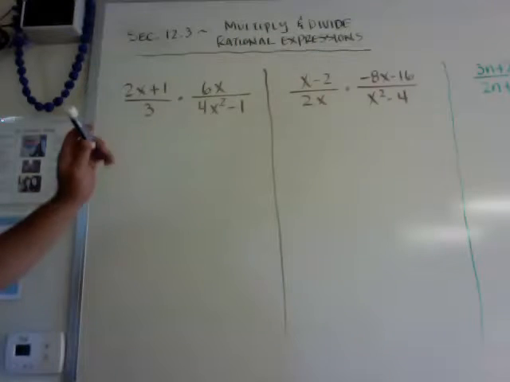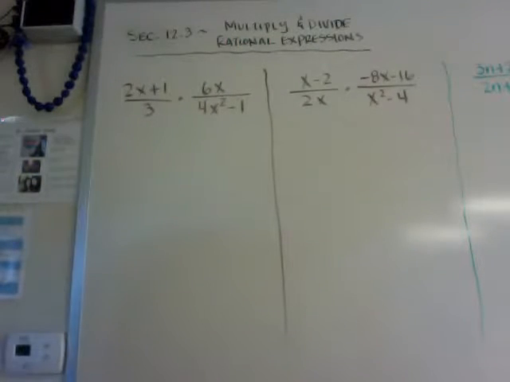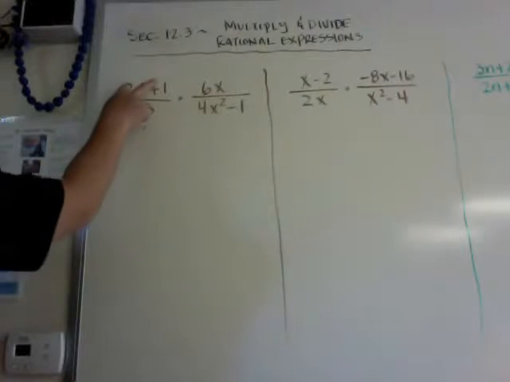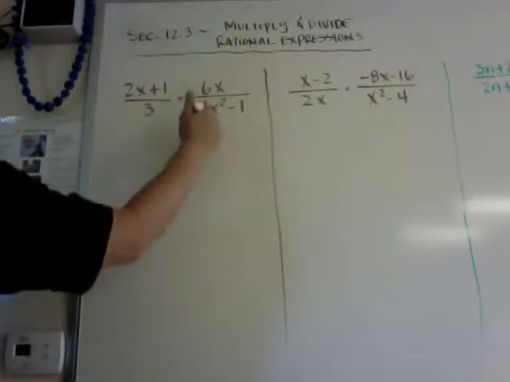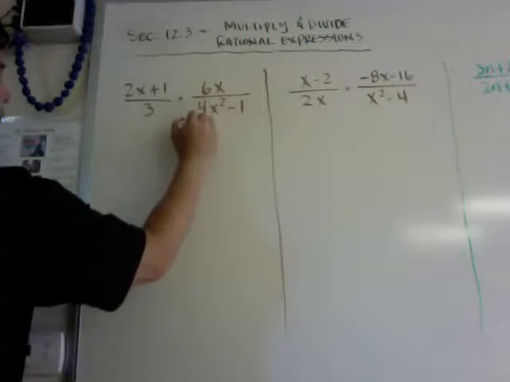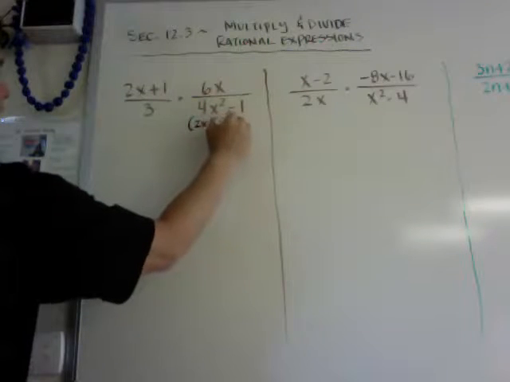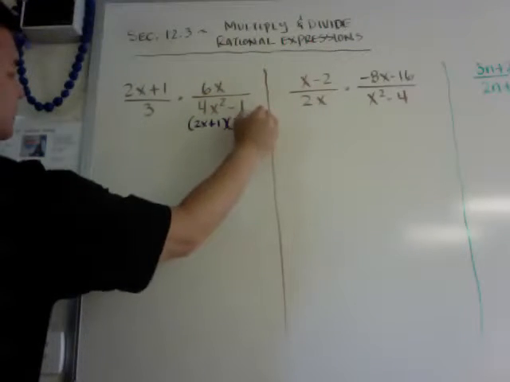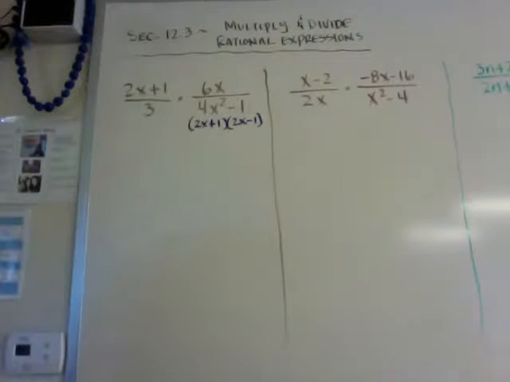So I'll use a different color pen to solve these problems. Again, we're trying to simplify it. The first four will be multiplying, and the next four will be dividing. So the first thing you want to do here is look, can I factor anything out? And the answer is yes, I can actually factor this to 2x plus 1, 2x minus 1, the denominator.